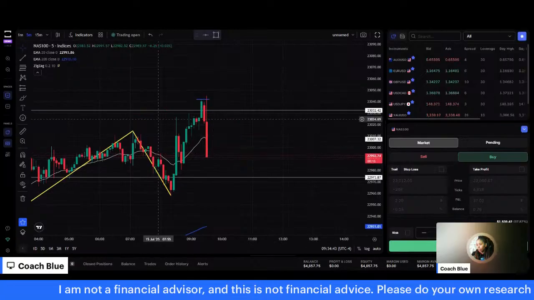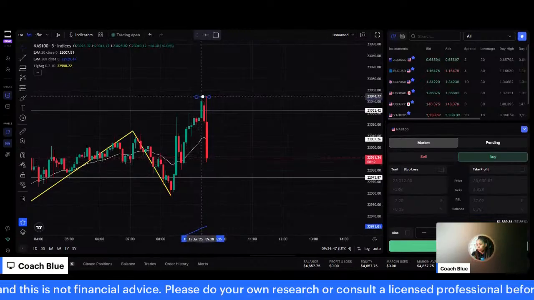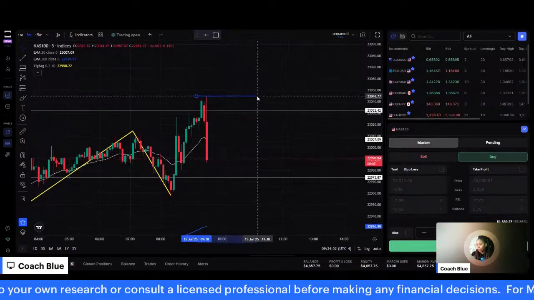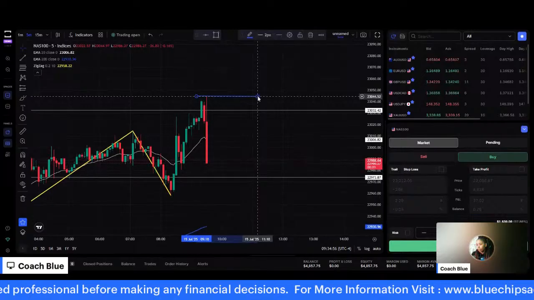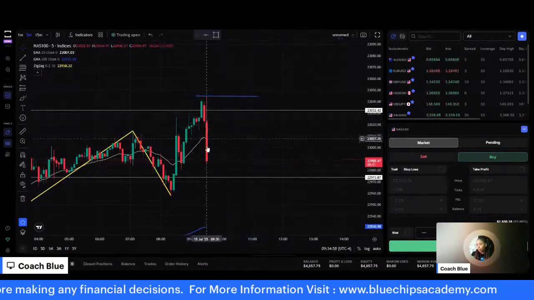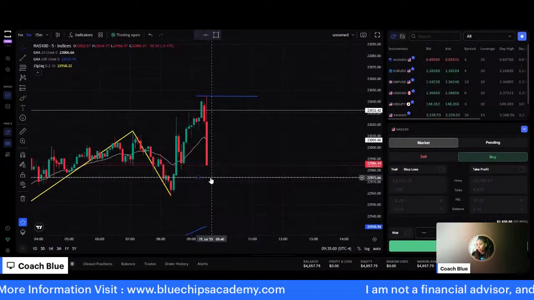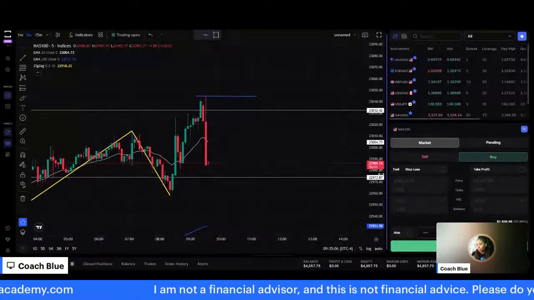Let me move this up, actually. Let's move this line up here just a little bit. Now price has to pass this level right here in order for me to even consider a buy. Okay? Because price is coming down violently right now off of this key level. All right?